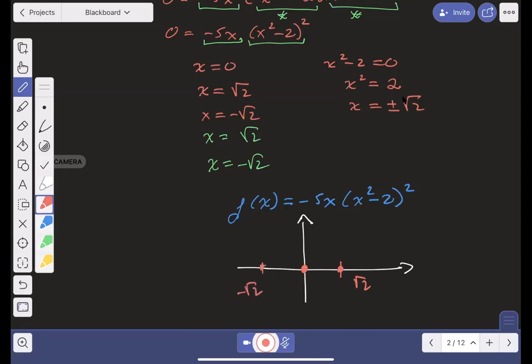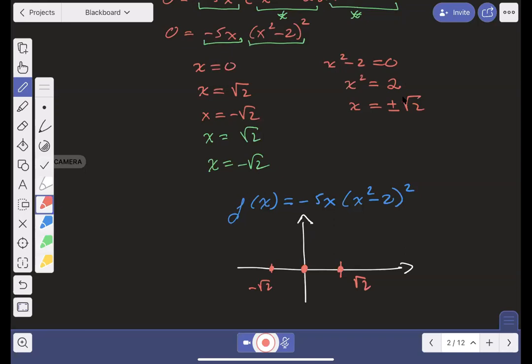Then I'm going to do sign analysis. I realize my graph doesn't look that good. Let me go backwards, because it's got to be symmetric, right? Take a test value after root 2. Now someone says, I don't know what number's after root 2. Well, you should know root 2 is 1 point something. So a good number to choose would be 2.